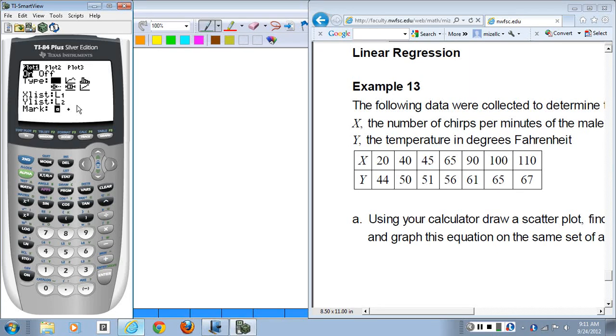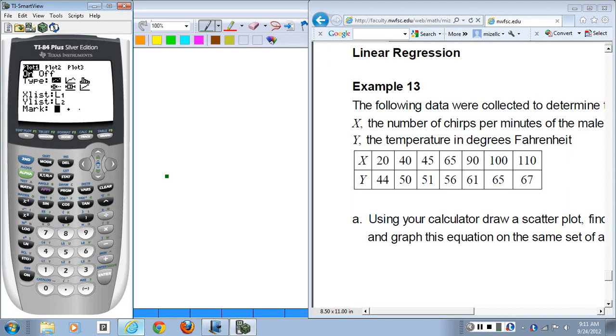If you have a different list, say for example, I wanted L5 in the L1 list, I can move the cursor to where it's flashing there and then press second 5. I don't want L5, I want L1. So I'm going to go to where it's flashing on the L5 and press second L1. There we go. Now for the mark, 3 choices.